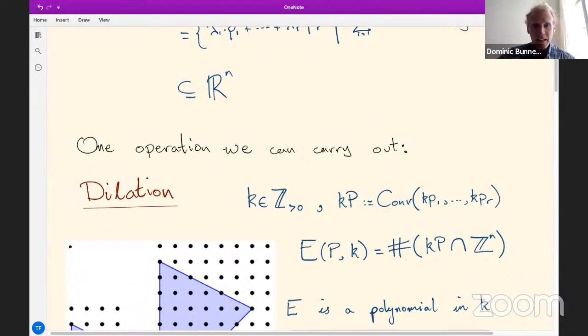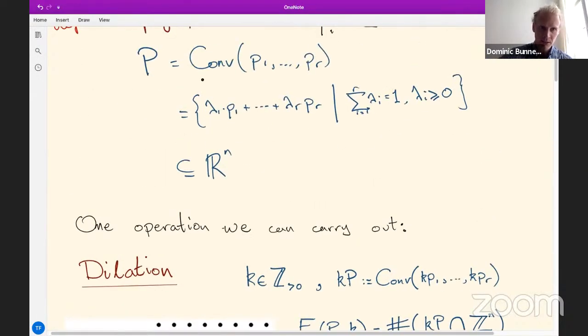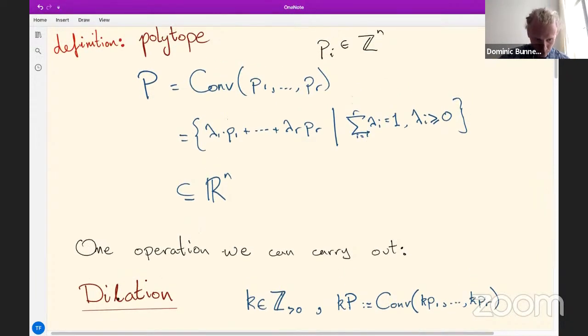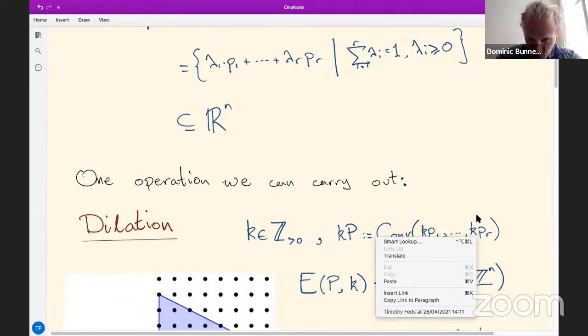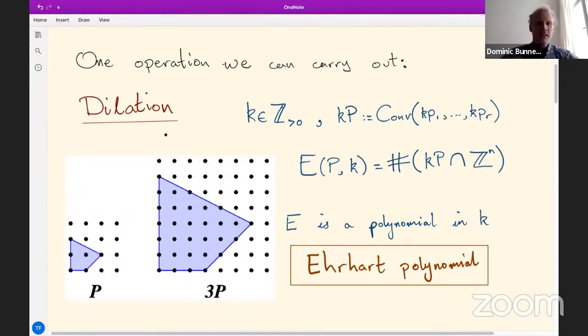So one operation we can carry out on a polytope such as this is dilation. Dilating is, as the name would suggest, you take the polytope and you essentially expand it by a fixed number. So concretely, that looks as follows. You take a non-zero positive integer k, and the kth dilation of P, our polytope here, is going to be: you take the R points, you multiply them by k, and you take the convex hull. And we've got a picture here, and this is what it looks like.